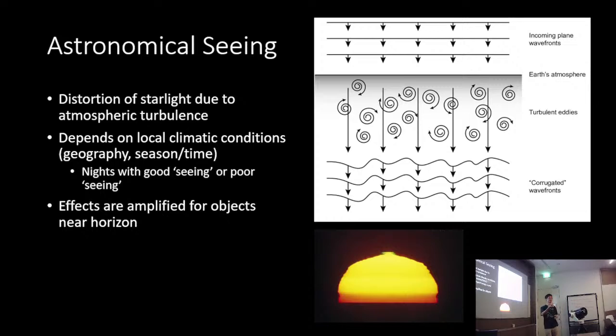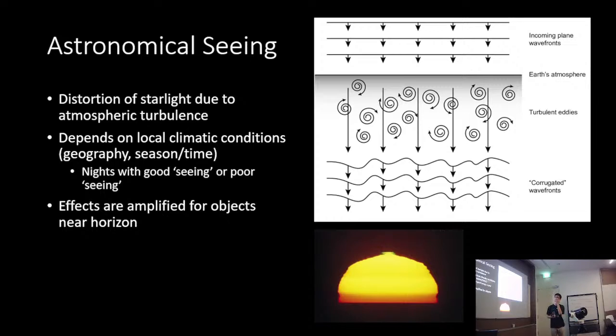So that means the refractive index of air changes, and that means that when the light passes through this turbulent layer, it gets bent here and there through the atmosphere, right? So this results in the distortion of light coming from a point source. So your point source is no longer a single point in the sky, but it's smeared out.